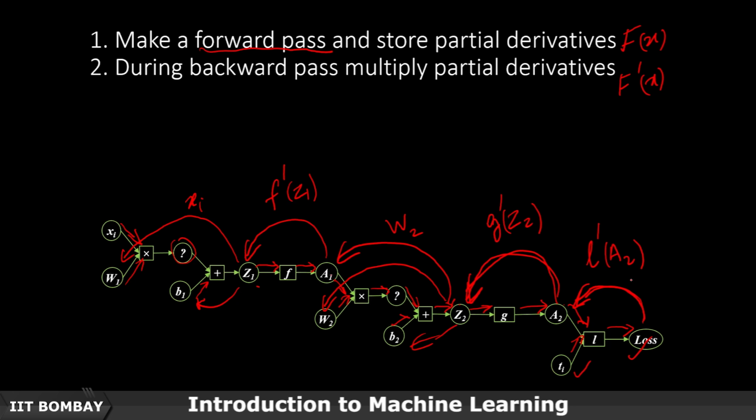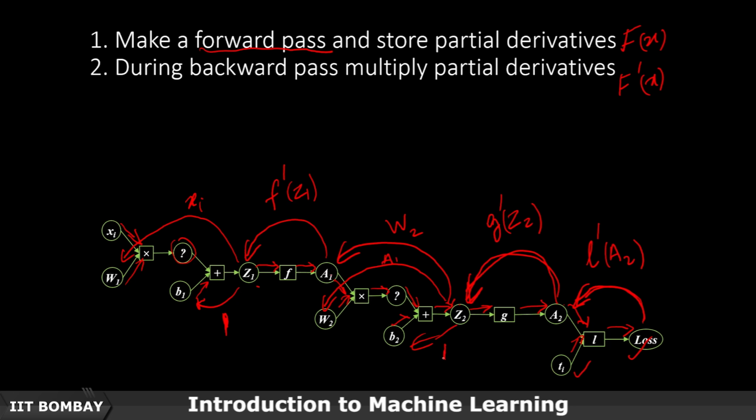Okay, so here another thing to notice is that we didn't worry about b2 and w2 and b1, but that can also be done. So what is the partial derivative of z1 with respect to b1? That is going to be just 1. What is the partial derivative of z2 with respect to w2? That is just going to be a1. What is the partial derivative of z2 with respect to b2? That is going to be just 1.